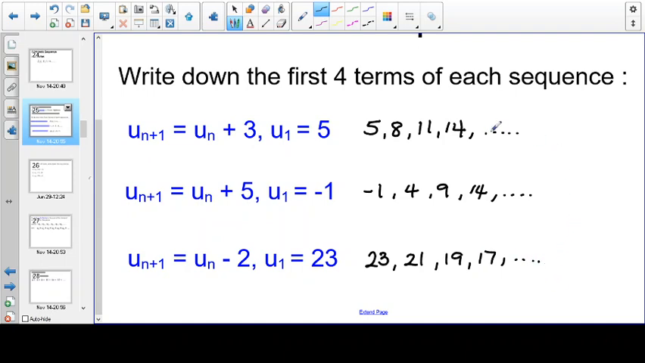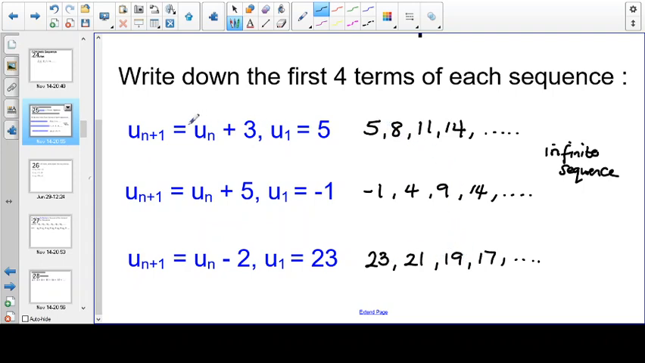I've just put some little dots on. This suggests that that sequence will go on and on forever. So that is how we write infinite sequences. If there are some little dots, then that suggests that the sequence can carry on and on forever with infinitely many terms.